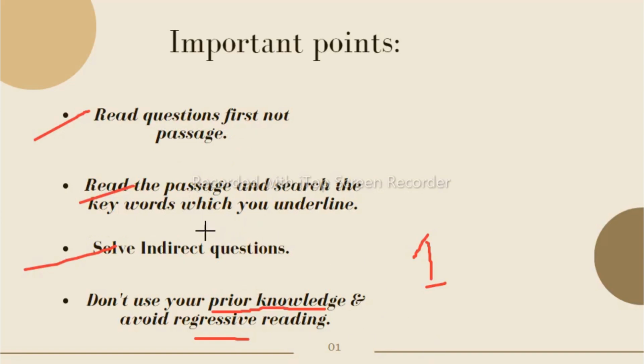Focus on the keywords. If you find the keywords in the passage, you have to underline them also, and you have to read the whole sentence, then easily you will get your answer. And at the last you will get the four answers like that only, from the first to the fourth or fifth paragraph. And these indirect questions you have to solve logically, and you have to avoid prior knowledge, and you have to avoid regressive reading as well. So this is all about how to solve reading comprehension. Now let us see the dialogue writing.